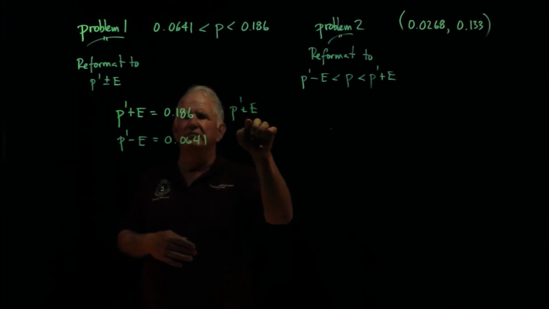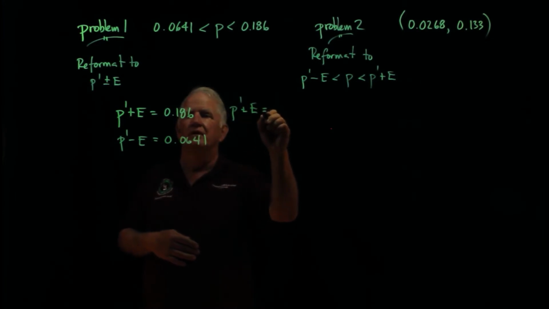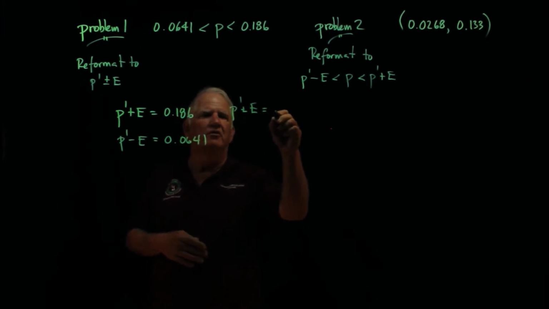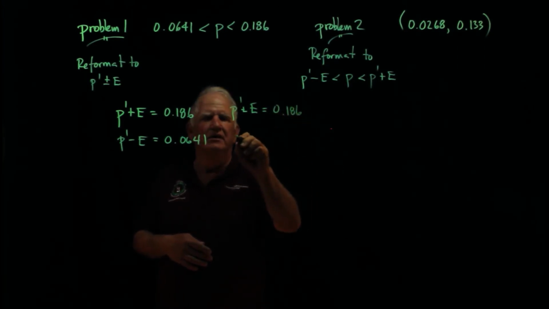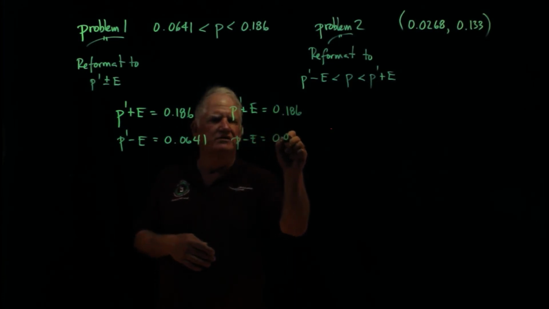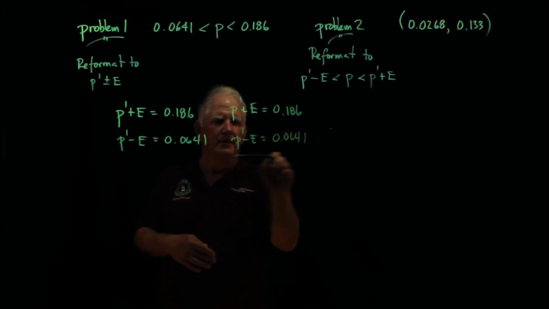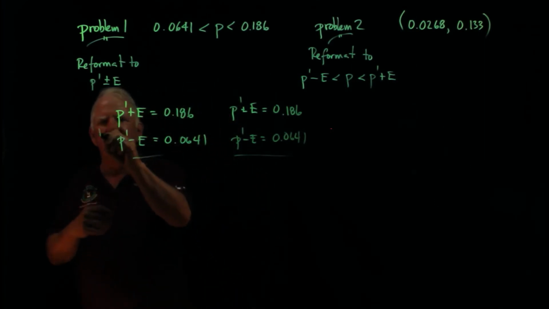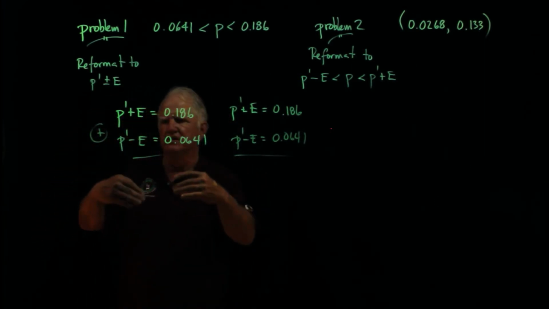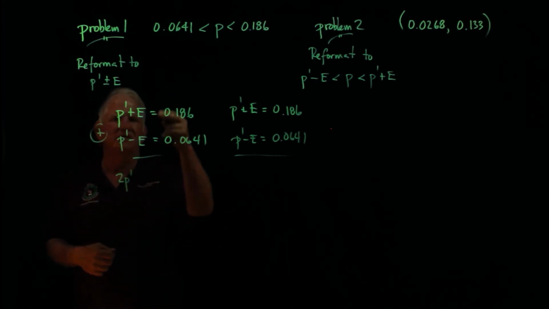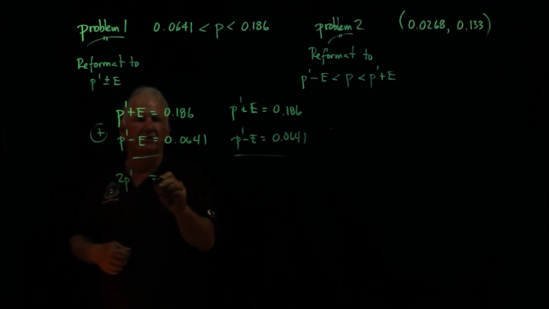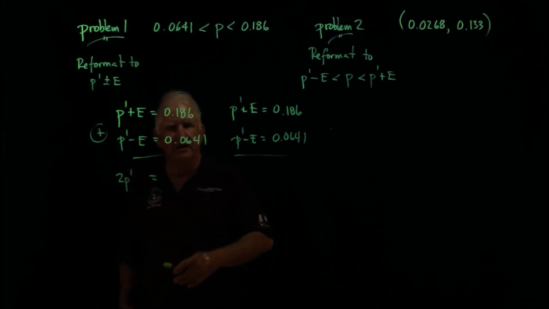Try to pretend that that's a plus sign for me, would you? What am I doing? I'm trying to write this down two times. P prime plus E is 0.186, and again, P prime minus E is equal to 0.0641. Okay, draw a line under those, and let's add up both of these equations. Let's add P prime to P prime and get 2P prime. Let's add E to minus E and get 0. Let's add these two things together.